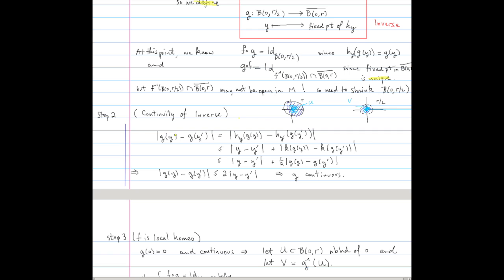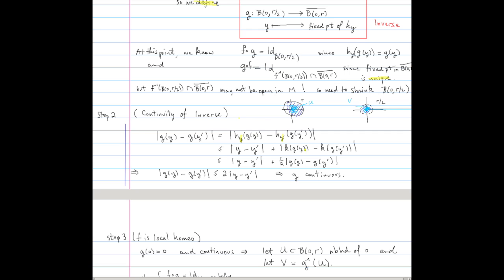So we use the fact that these are fixed points, so G of y is h_y applied to G of y, and G of y prime is h_{y prime} applied to G of y prime. So notice that these are different y's, different points in the codomain. And so we know how to bound this if this was the same y. So what we do is just use the expression for h_y. There's a constant term which comes out, and then there's this nonlinear term.